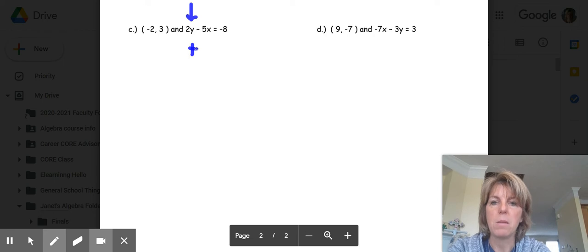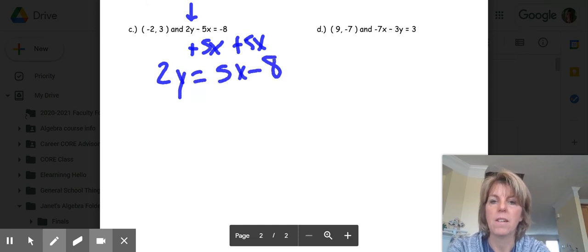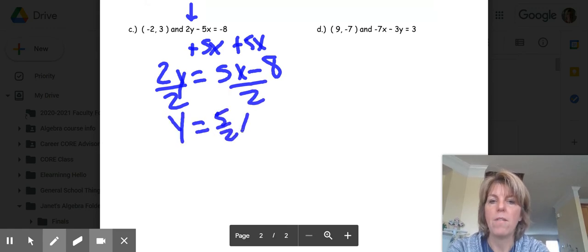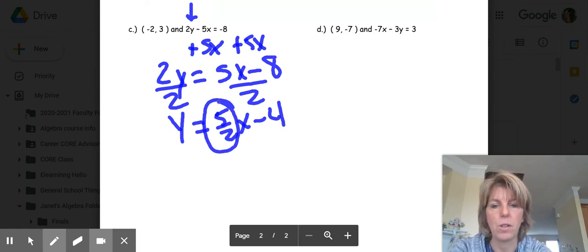So I'm going to add 5x to both sides. And I'm going to get 2y equals 5x minus 8. Divide by 2. I get y equals 5 halves x minus 4. Now it's slope intercept form. There's my slope right there. 5 halves. That's what I was looking for.